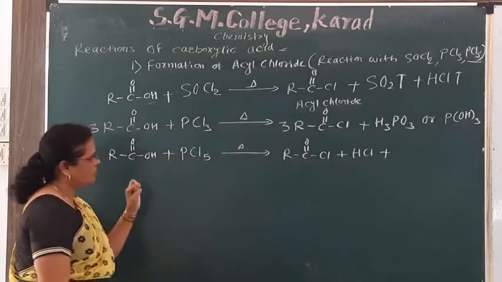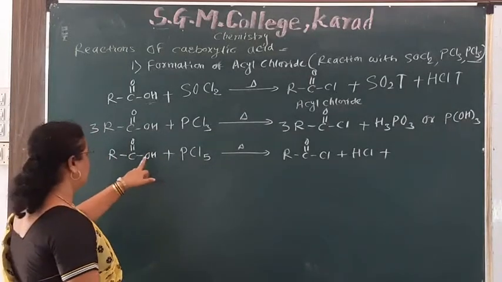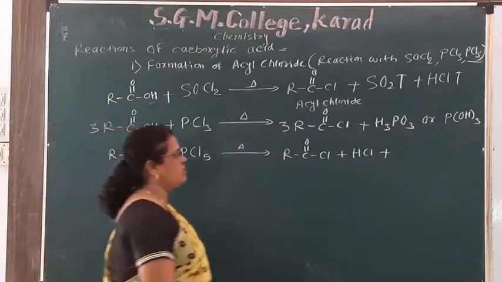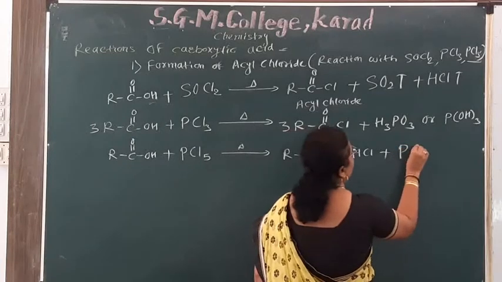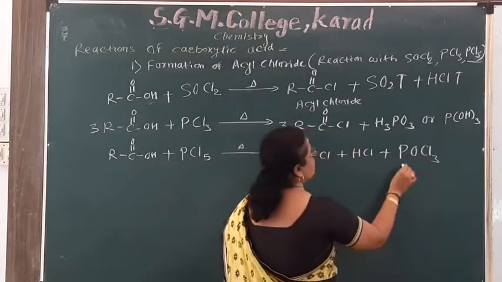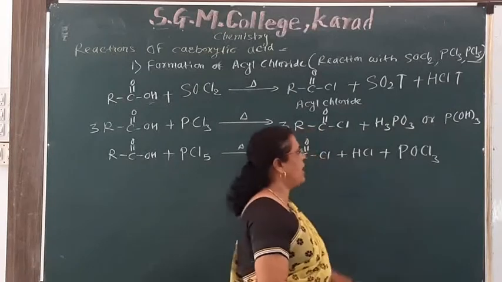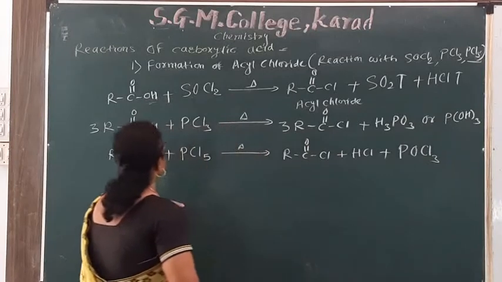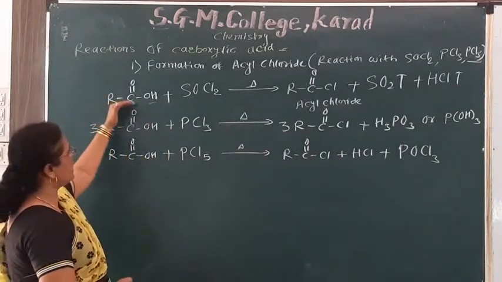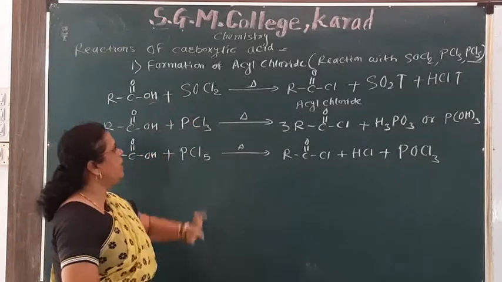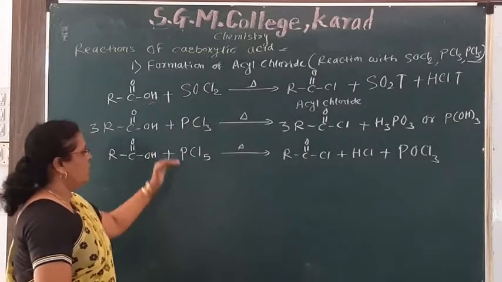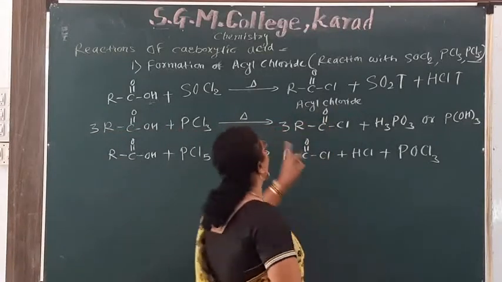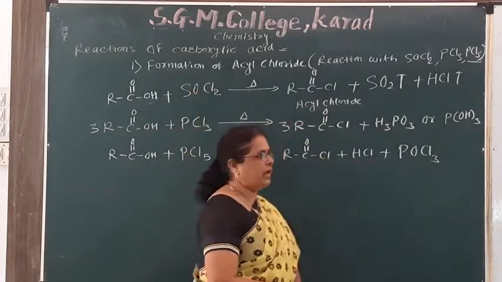Remaining are here 1 P, 1 oxygen, PO and remaining 3 chlorine atoms. Then we get here POCl3. This is known as phosphorus oxychloride. Means in this case, when carboxylic acid is heated with thionyl chloride, phosphorus trichloride or phosphorus pentachloride, then we get acyl chloride. Here the formation of acyl chloride.